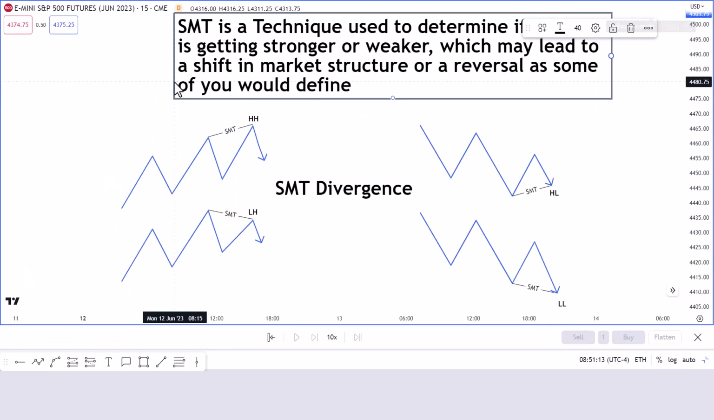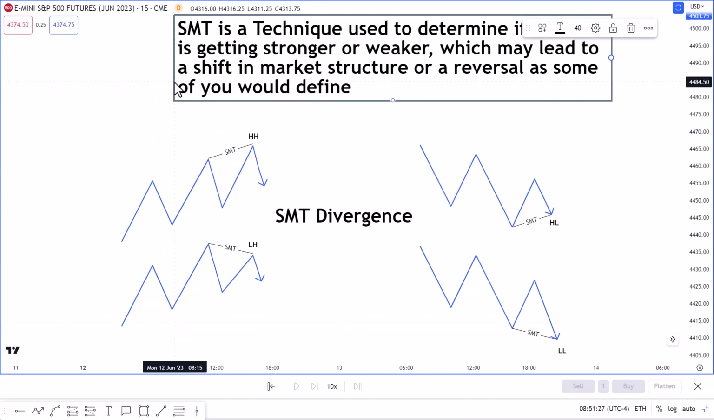Today we're going to talk about SMT, the ICT SMT, or the ICT Smart Money Technique. Now, what is SMT? SMT is a technique or a tool that is used to determine if a trend is getting stronger or getting weaker, which may lead to a shift in market structure, or a reversal, as some of you would define it. Simply put, SMT is a technique that is used to determine reversals.